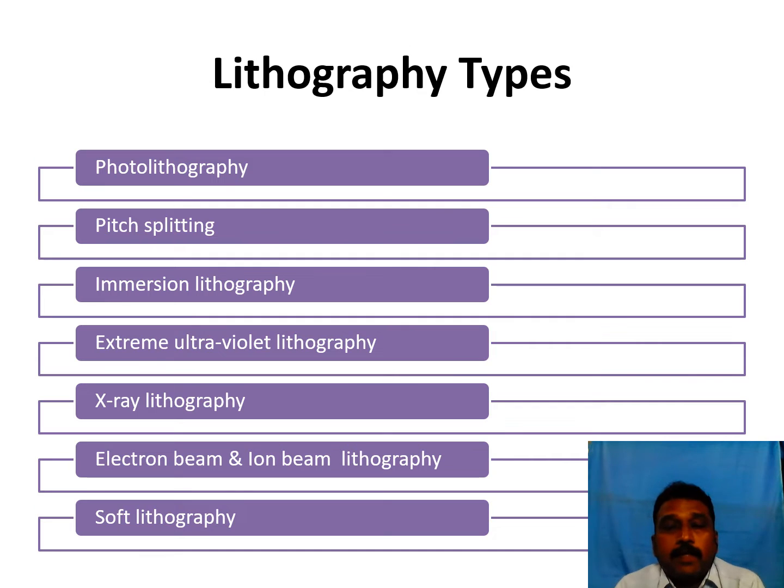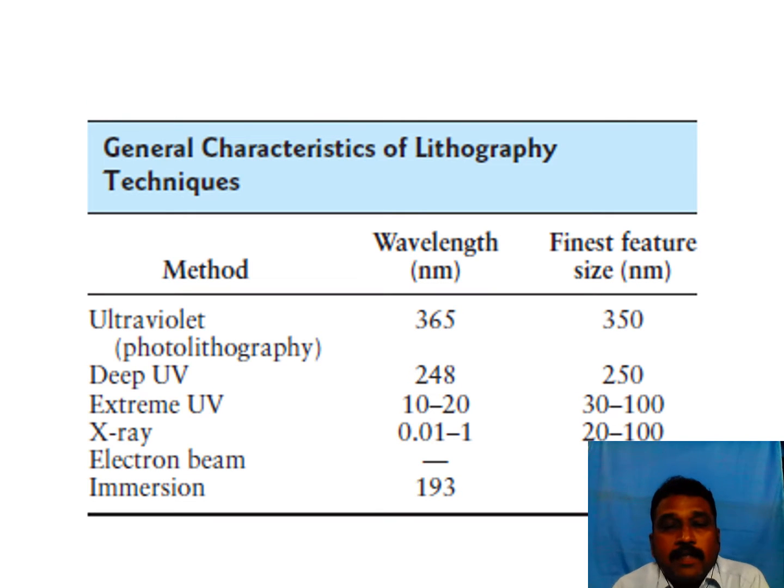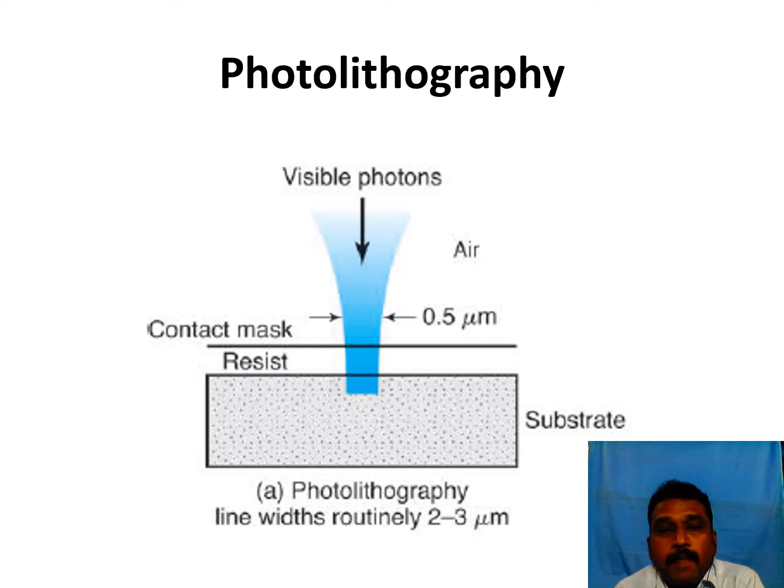You can see the types of lithography: photolithography, pitch splitting, immersion lithography, extreme ultraviolet lithography, X-ray lithography, electron beam and ion beam lithography, and then soft lithography. You will see them one by one. These are the general characteristics of lithography techniques. So what is the wavelength used, and what is the size of the film? You can see that, 350 nanometer. So this is photolithography. You can see that from the diagram.